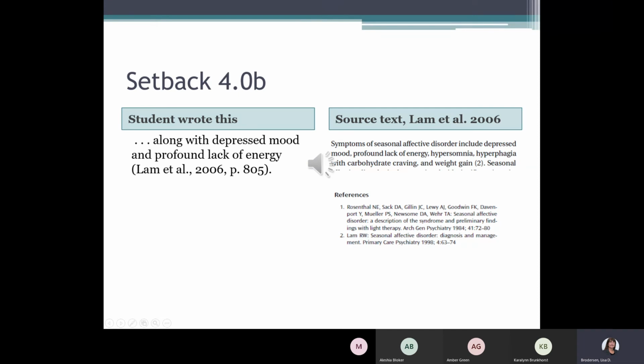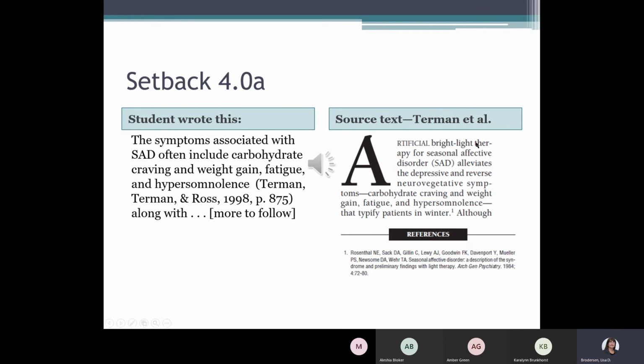I just wanted to go back to the source text. So here's the source text from Terman et al.: Artificial bright light therapy for seasonal affective disorder alleviates the depressive and reverse neurovegetative symptoms, carbohydrate cravings, and weight gain, fatigue, etc. Credited to source one. Source one happens to be Rosenthal and Sachs, and others.